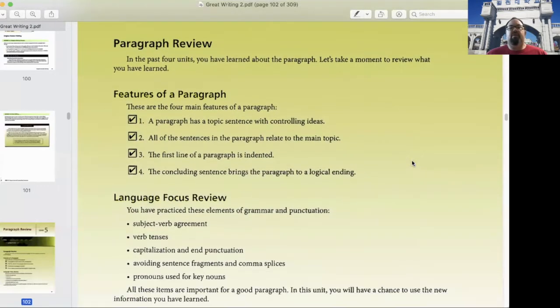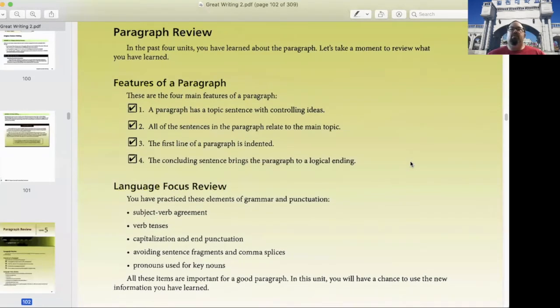So for our review here, of course, we've got what makes a good paragraph and what exactly is a paragraph. So we've got the 4 main features here. And again, you'll remember a topic sentence with a controlling idea or ideas. And all of those sentences should relate back to that main topic. It's got a first line that is indented. So you have a little space in the first line. And you also have a concluding sentence at the end, which brings your paragraph to a logical ending and wraps up your paragraph nicely. So those are the main features.